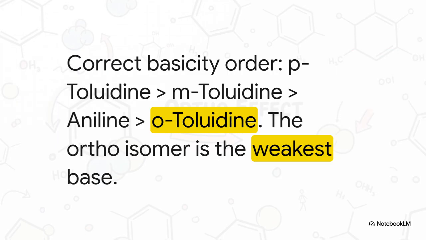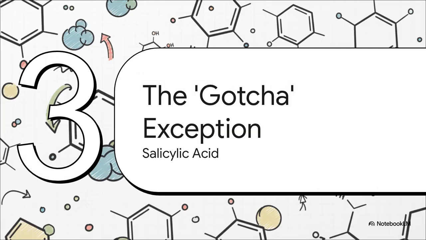And just look at what this does to the ranking. For the toluidines, that's just aniline with a methyl group, the ortho isomer is now, by a long shot, the weakest base. It's a total reversal of what we saw with the acids. The ortho effect makes acids stronger, and it makes bases weaker.